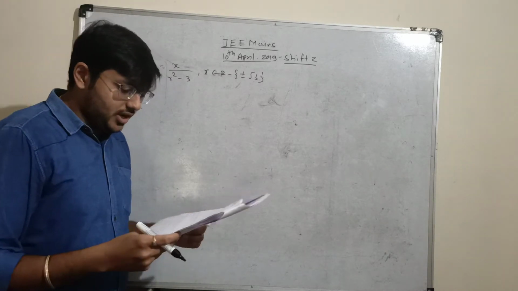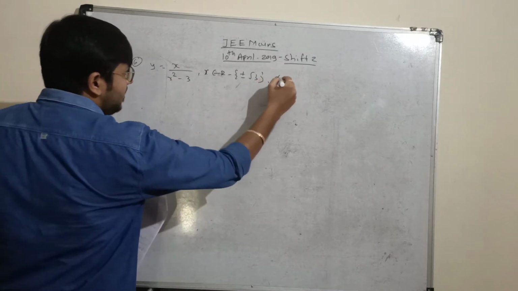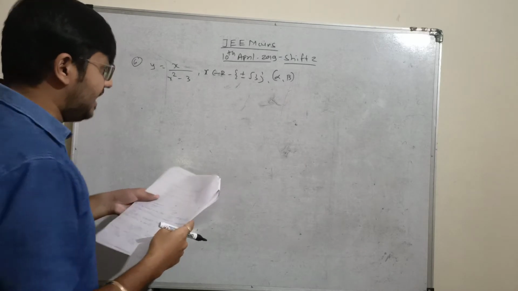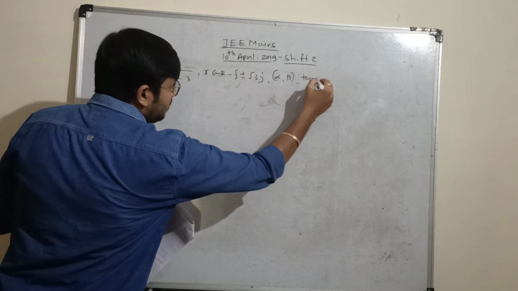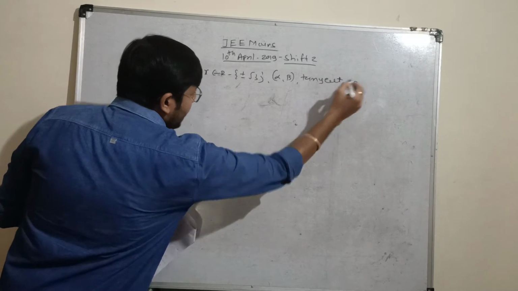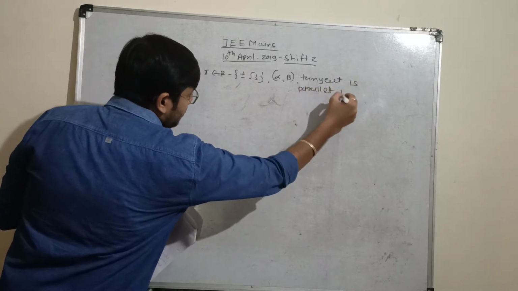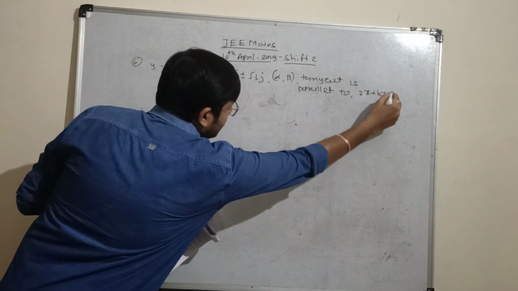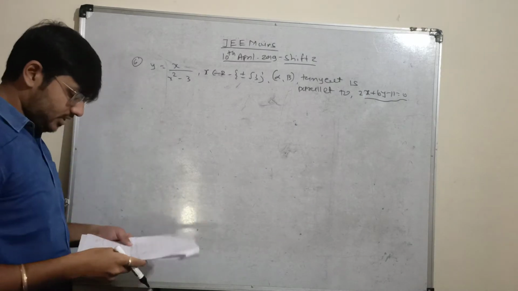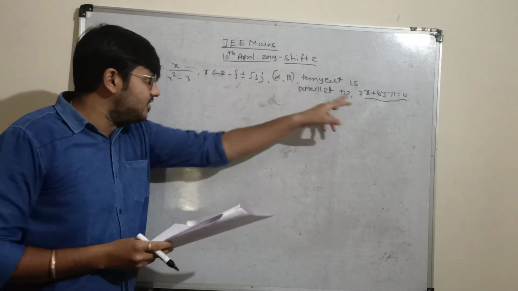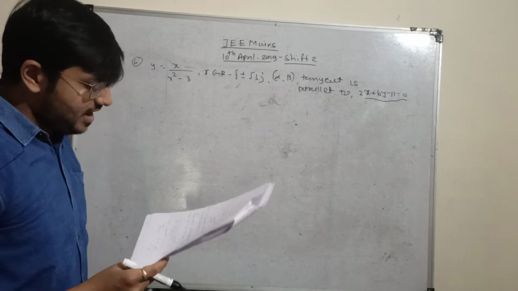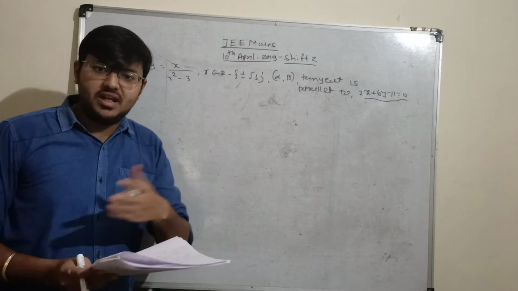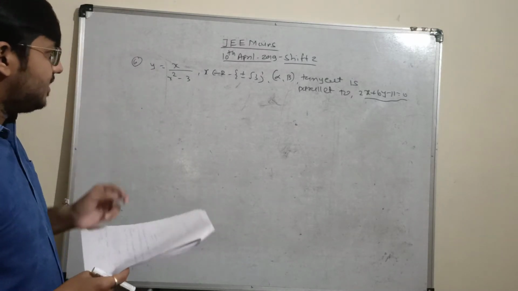If a tangent to the curve at point alpha beta, which is a point on the curve, at this point the tangent is parallel to the line 2x plus 6y minus 11 equals 0. This is the tangent, the tangent which is parallel to this line. So we have to satisfy an equation in form of alpha and beta. We have 4 options and those 4 options are in form of alpha and beta, right? So we have to satisfy this.